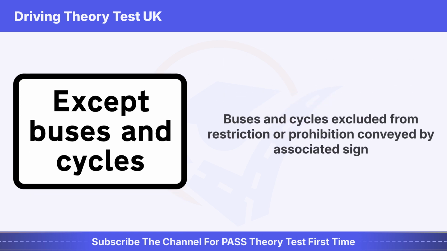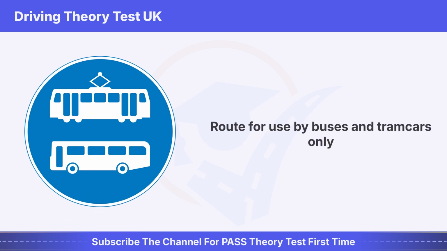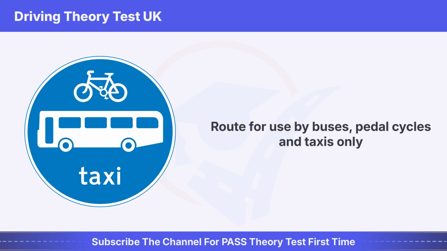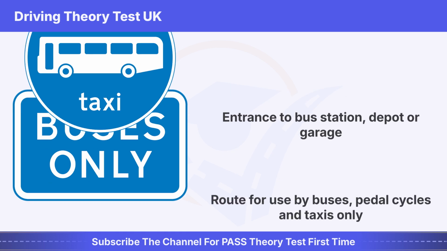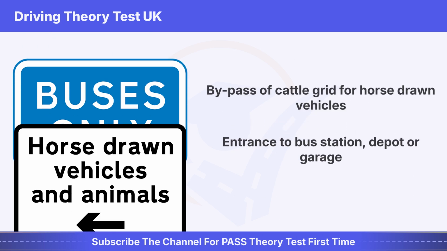Buses and cycles excluded from restriction or prohibition conveyed by associated sign. Route for use by buses and cycles only. Route for use by buses and tramcars only. Route for use by buses, pedal cycles, and taxis only. Entrance to bus station, depot, or garage.